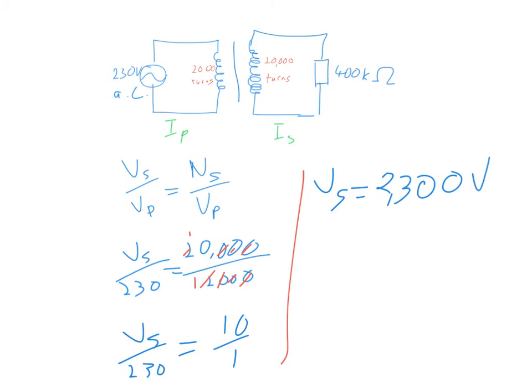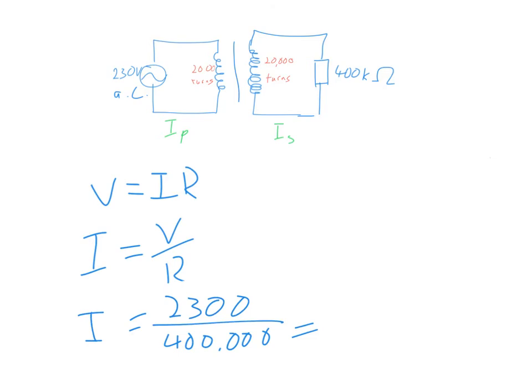At this point now, we know the secondary voltage and we know the resistance, so we can use Ohm's law to figure out the current in the secondary coil. So this will give us an answer of 5.75 times 10 to the minus 3 amps.